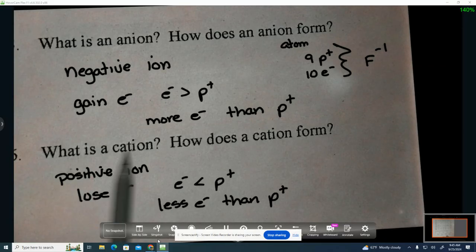Okay, and then the cation is the opposite. It's going to be a positive ion. It's going to lose those electrons, so you're going to have more protons than electrons.